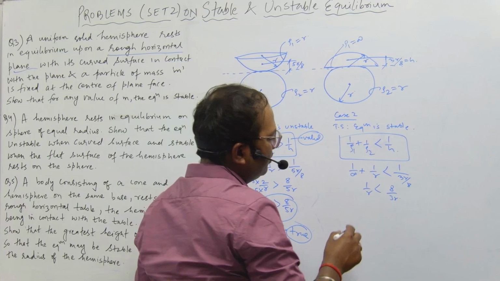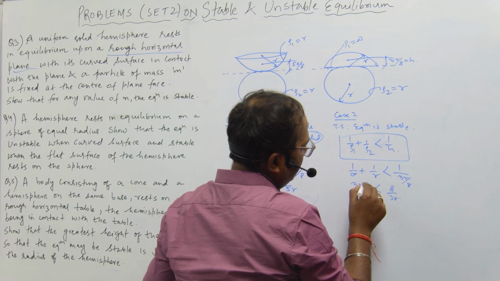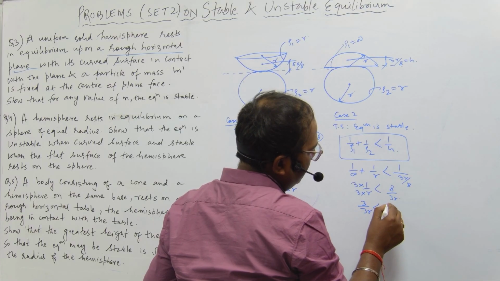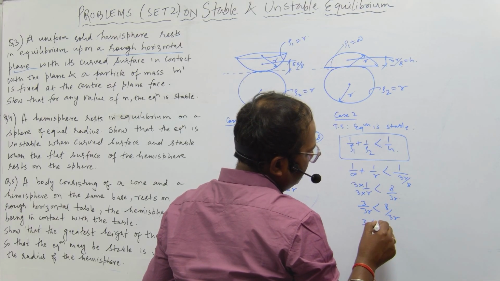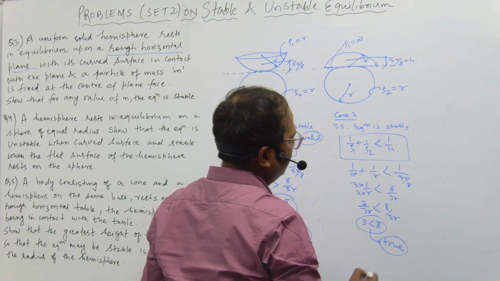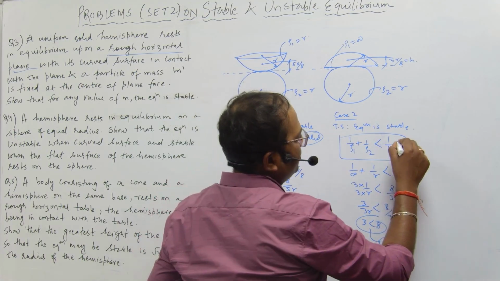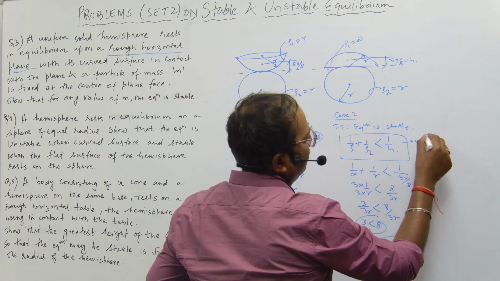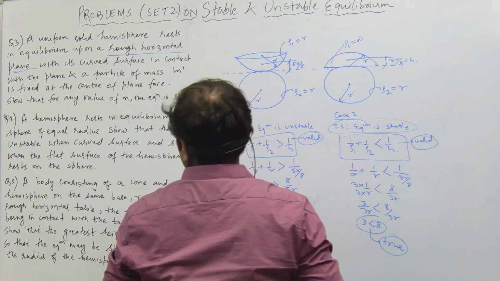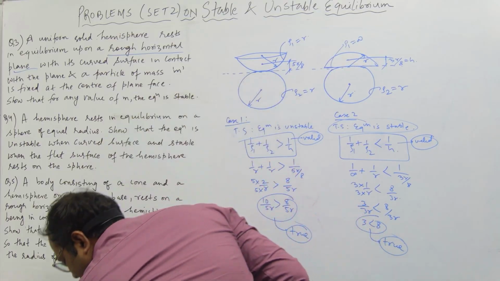Let us multiply by 3 in numerator and denominator. So this is 3 upon 3r is less than 8 upon 3r. So 3 is less than 8, which is true. This means this expression is valid. This means the equilibrium is stable. Okay. So now let us discuss question number 5.